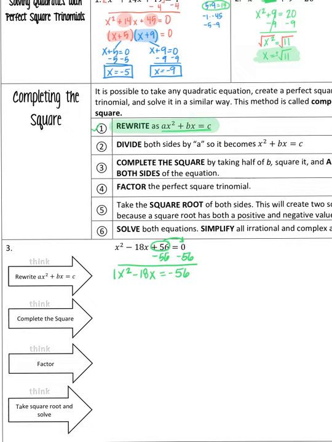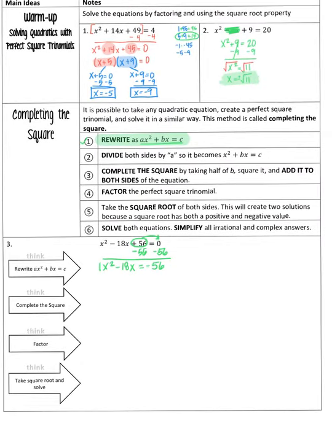Now it says to divide both sides by a, so x squared is by itself. Well, right now, x squared is already by itself. I'll show you one here after we get through this where we'd have to divide, but right now this one's set up the way we want to do it. Here's the tricky part. Here's what is going to take a little bit of time.